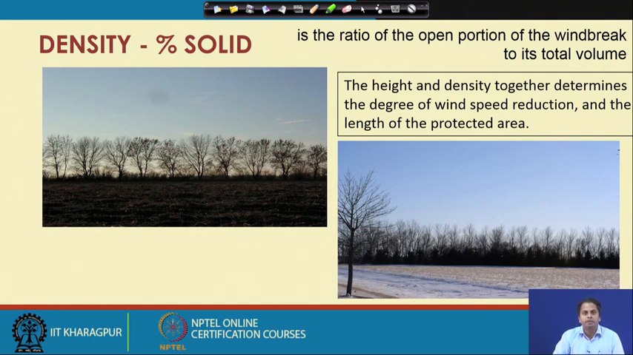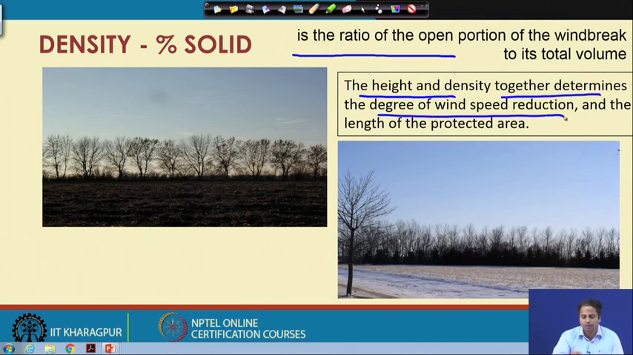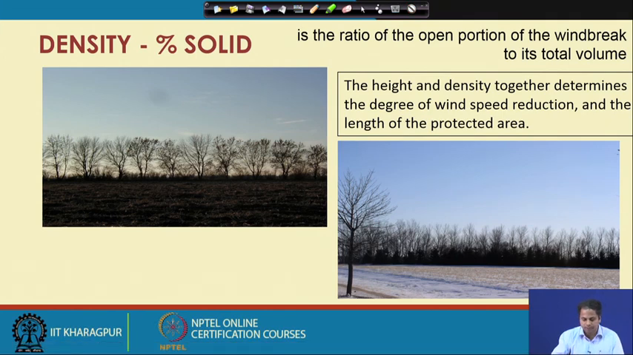Now, another important parameter is the density of the windbreak. It is the most important parameter, which in combination with height and length affects the overall protected area, the extent of the protected area. Density is nothing but the percentage solid, or in general you can say it is the ratio of the solid portion of the windbreak to its total volume. As I said, the height together with density and length determines the overall effectiveness of wind speed reduction, and of course the length of the protected area. So, density is the most important parameter here, as we will see in the next slide as well.